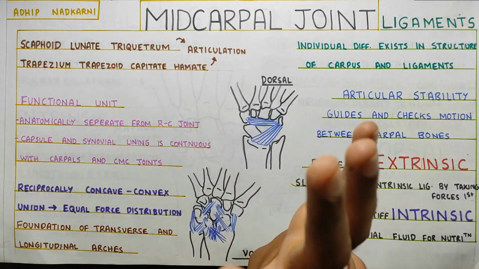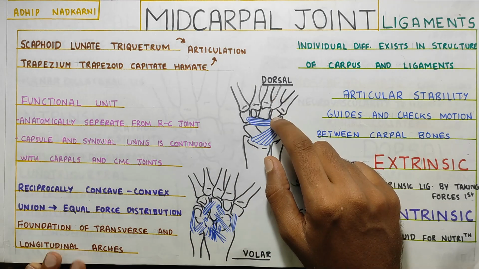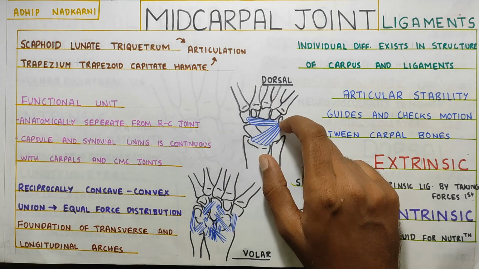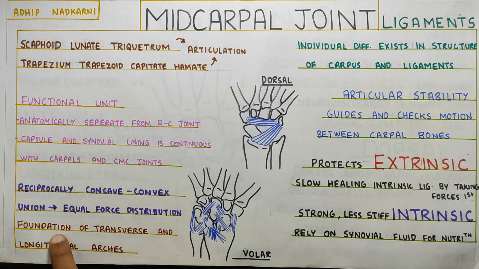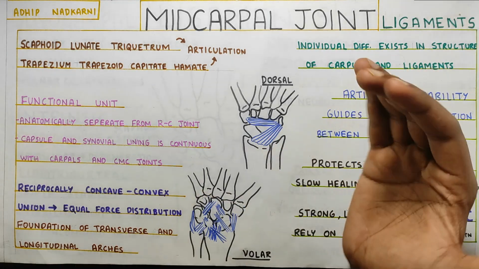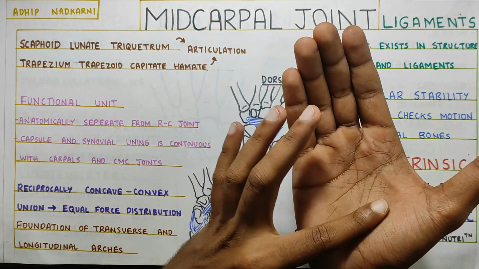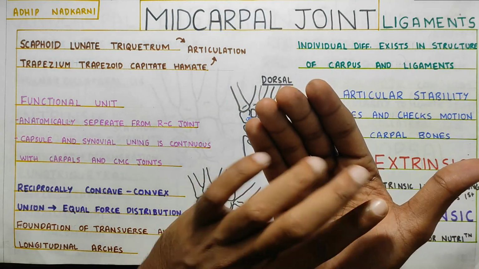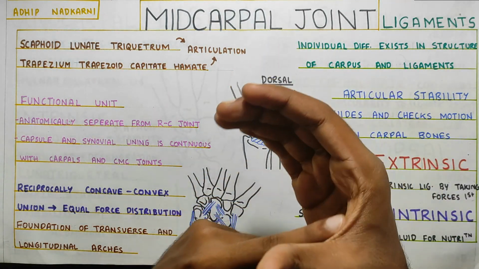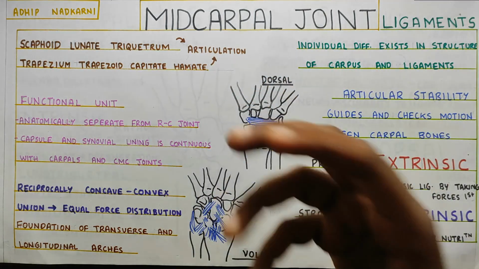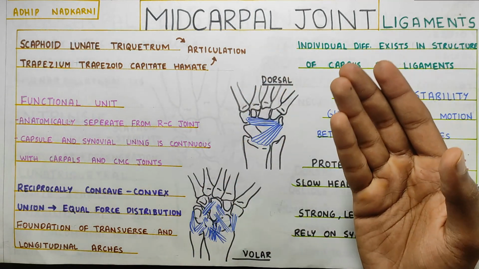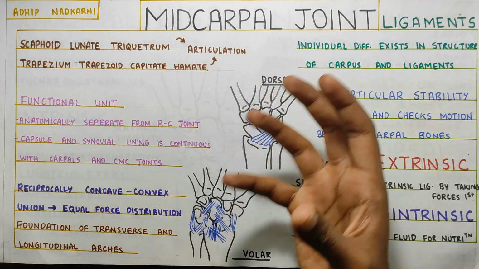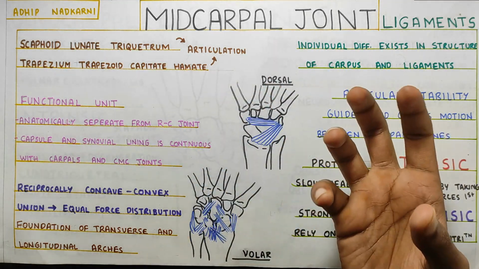Going ahead, the union that is formed by all these bones together, what will it do? It will help in force absorption at the mid-carpal joint, and these carpal bones also form the foundation of your transverse and the longitudinal arches, right? The arches of your hand, similar to arches of your foot, there are arches in your hand, the longitudinal and the transverse arches. We will discuss this in more depth in future videos. So these carpals form the foundation of these arches.